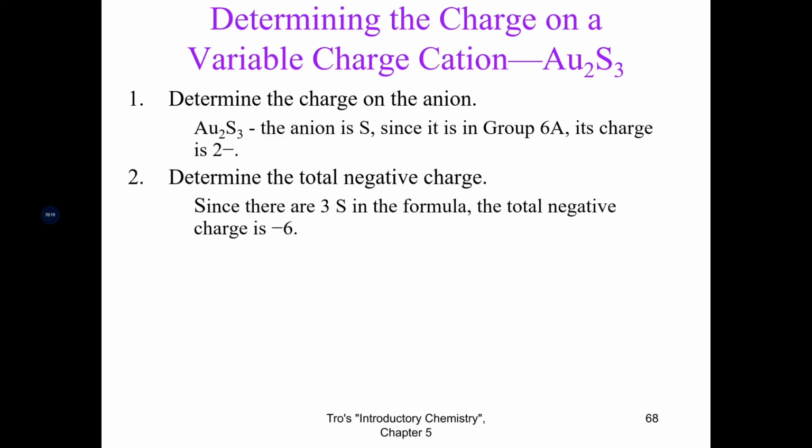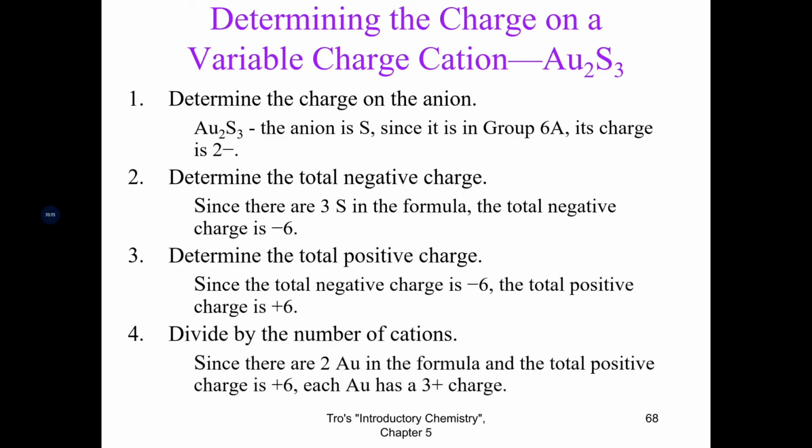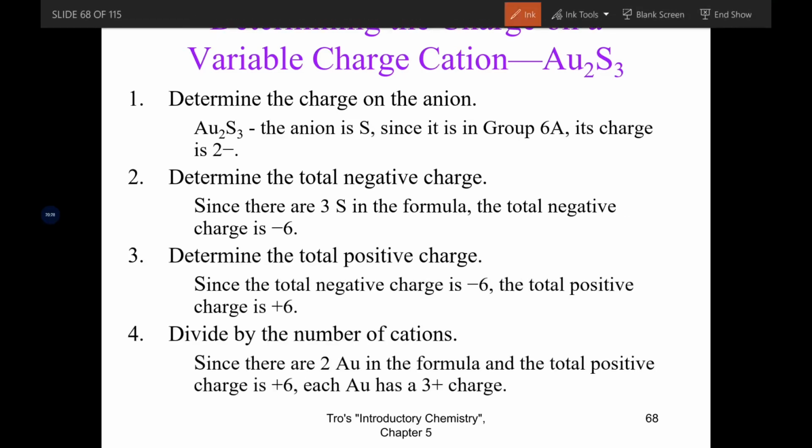So we need to determine the charge, and we're going to use the sulfur anion in this case. That's how we're going to determine the charge. Let me walk you through this. We know that sulfur is from the oxygen group, group 6A of the periodic table. That means it's going to have a charge of 2 negative. How many sulfurs do we have in this formula? We have 3 sulfurs. So I'm going to take 3 and multiply that by 2 negative. That gives me 6 negative.